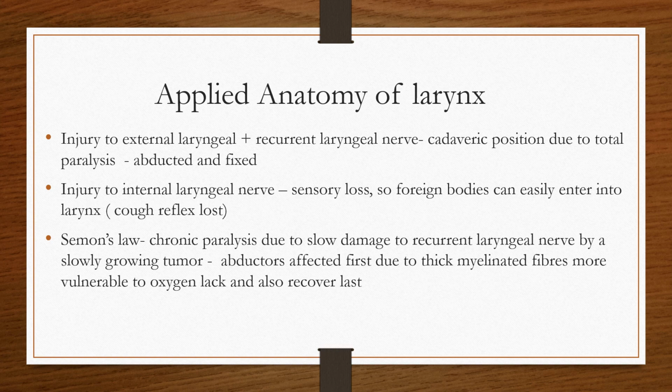What is Semon's law? In chronic paralysis, if it is over a long period of time due to slow damage to the recurrent laryngeal nerve by a slowly growing tumor, the abductors are affected first. And why is this so? It is because thickly myelinated nerve fibers supply the abductors. These thickly myelinated fibers are more vulnerable to oxygen lack.